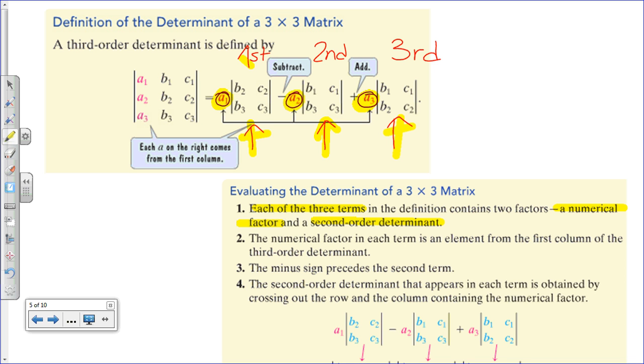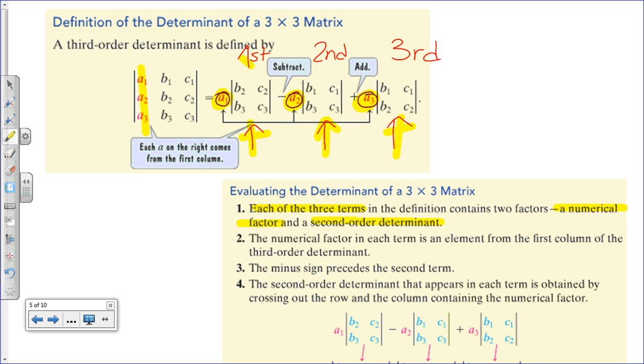And the numerical factor in each term is an element from the first column of the matrix. So in this case, we're limiting ourselves to the elements on the first column. I want to tell you one thing. We don't have to do that.